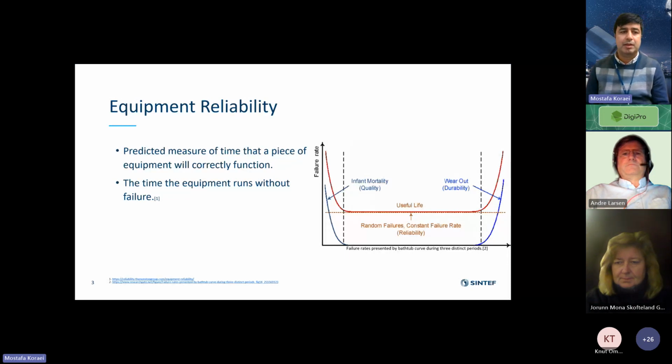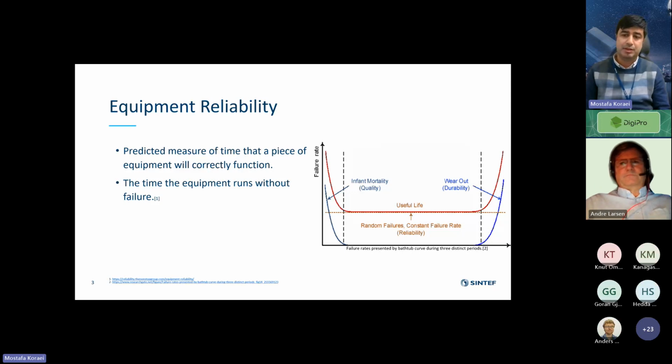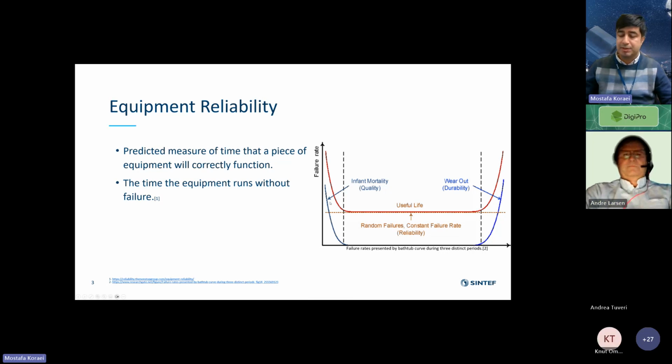Equipment reliability is predicting the time that a piece of equipment will correctly function, and we can say with good estimation that in the next hundreds or thousands of hours this equipment doesn't fail. The time the equipment runs without failure is another definition of this term. However, for doing this calculation, we need the failure rate. We need to have this parameter. But if you have a look at this curve, this value of failure rate is very well known.